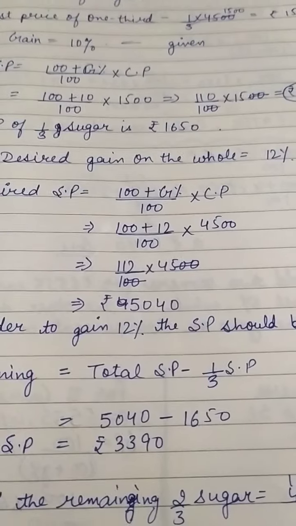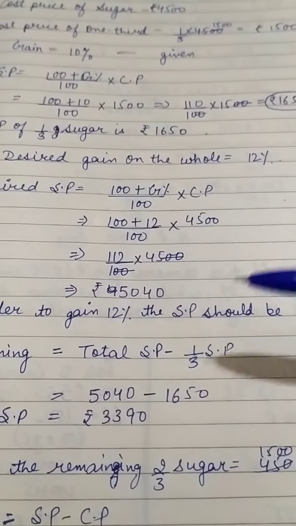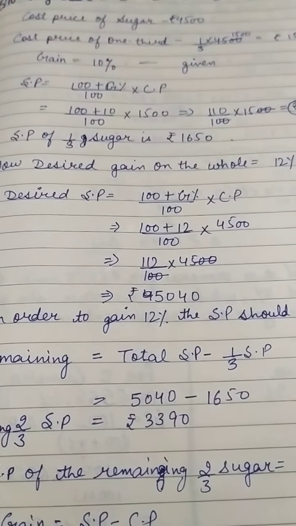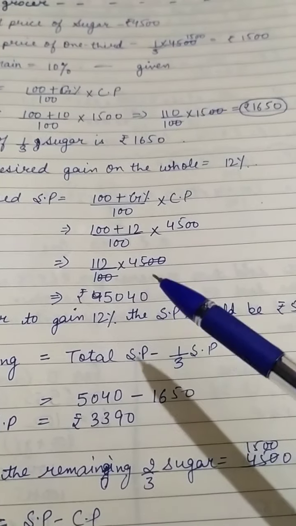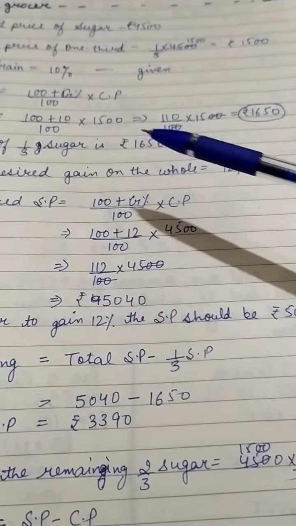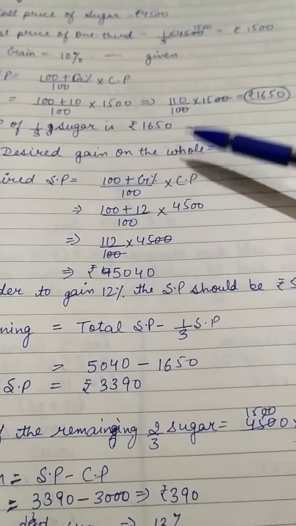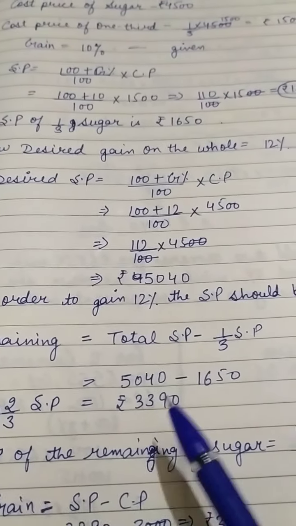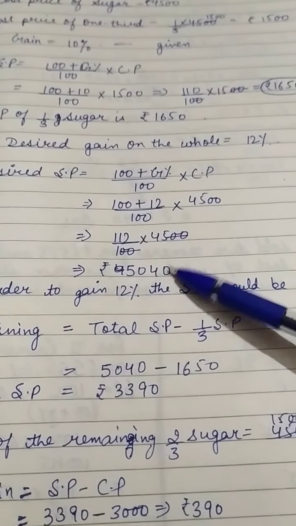Remaining means total sugar is 1, as a whole, and 1/3 sugar he has sold, so the remaining will be 2/3 sugar left. Okay, so if we have to find the selling price of 2/3 sugar, first of all we have to subtract from the total selling price, the desired selling price, this much, the 1/3 selling price, which is 1650. So we have to subtract this selling price from this selling price, and we will get the selling price of 2/3 sugar.